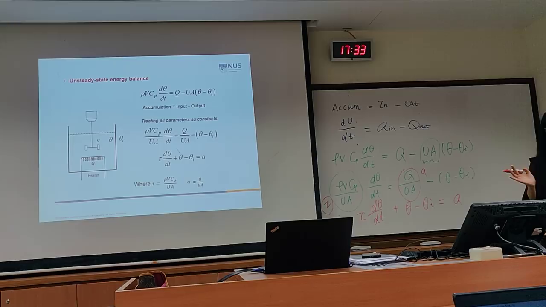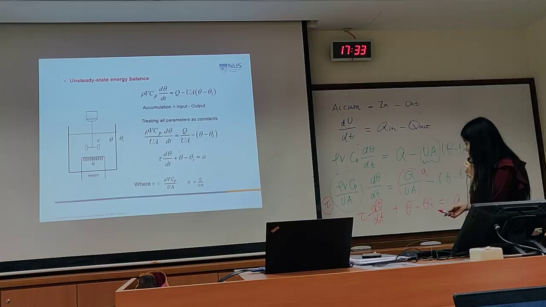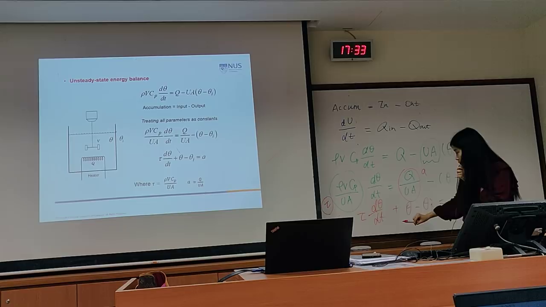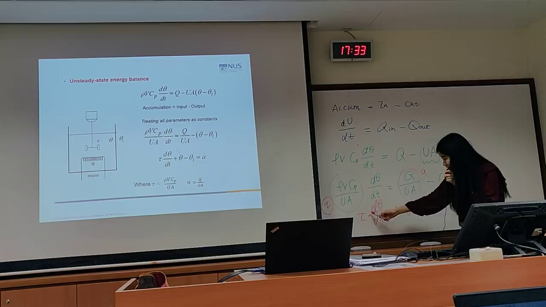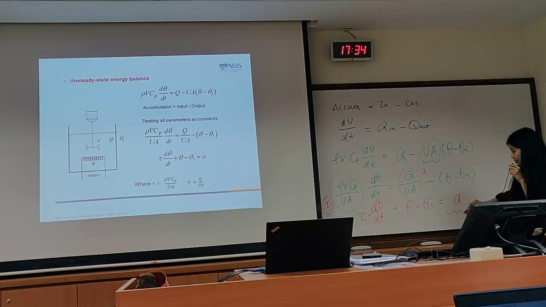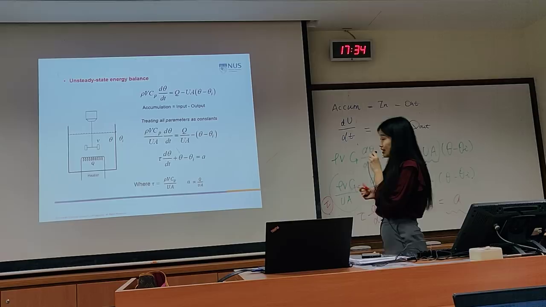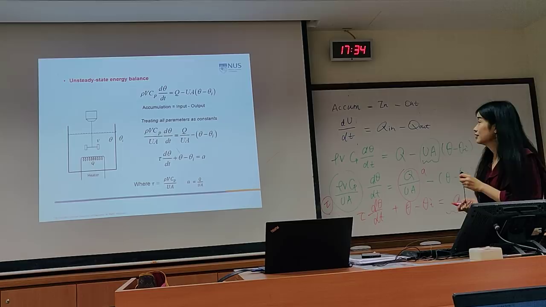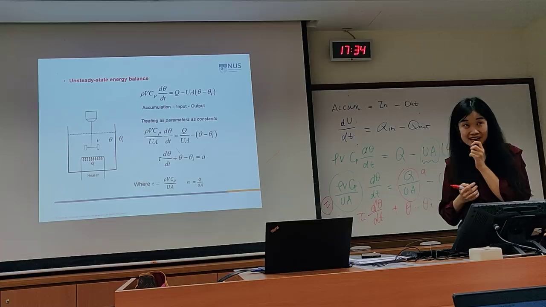Because if we do the units check, we find that tau exactly has the units of time, because this is a temperature changing with time multiplied by this coefficient. So we use tau as the coefficient before d theta over dt. This right-hand side A parameter also has the same unit as temperature, as you can see by unit tracking Q over UA. So this is the overall temperature changing dynamics.